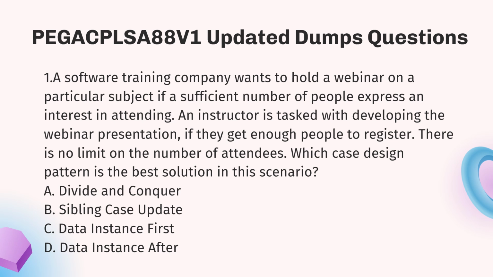1. A software training company wants to hold a webinar on a particular subject if a sufficient number of people express an interest in attending. An instructor is tasked with developing the webinar presentation, if they get enough people to register. There is no limit on the number of attendees. Which case design pattern is the best solution in this scenario? A. Divide and conquer. B. Sibling case update. C. Data instance first. D. Data instance after.